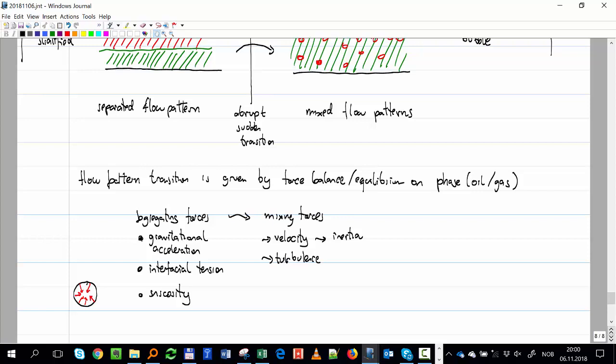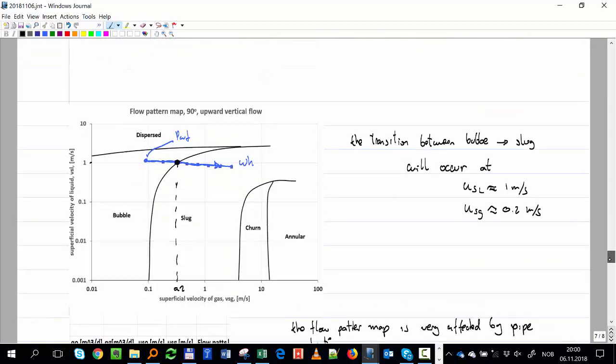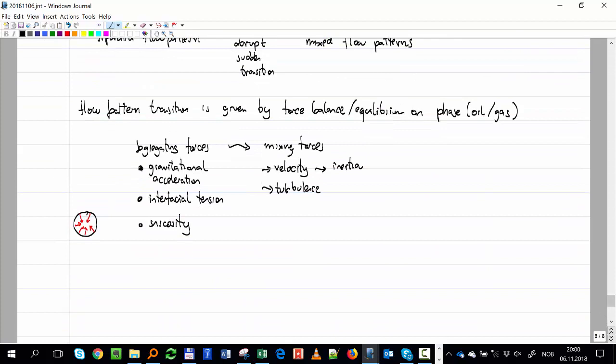Okay, I have one question. In terms of production, what is the impact of these different flow patterns? The main impact is the pressure drop. Remember, we always want to calculate PWF minus PWH, this delta P. And depending on which flow pattern I have, I will have a different delta P. So the impact is on the pressure.